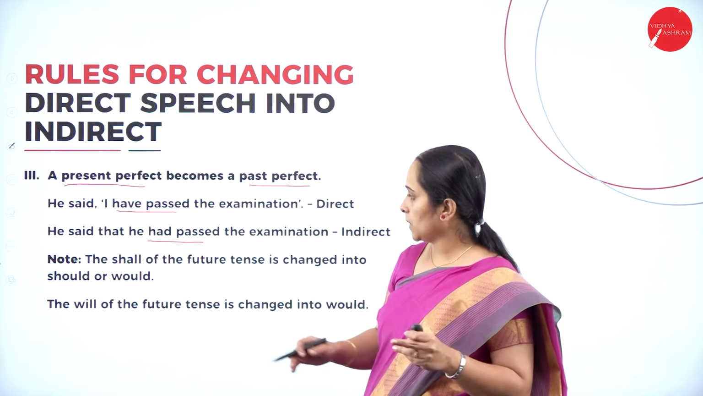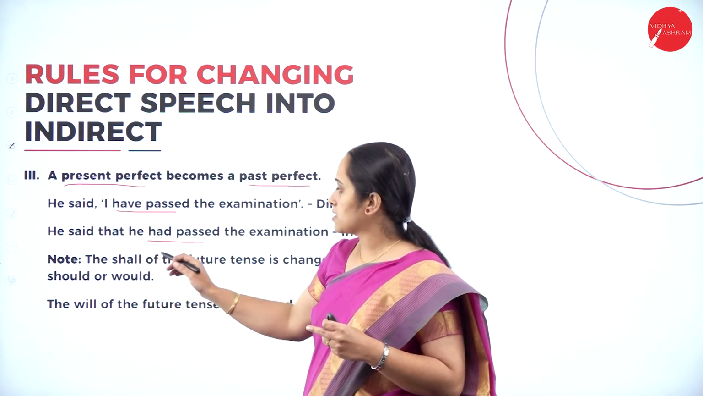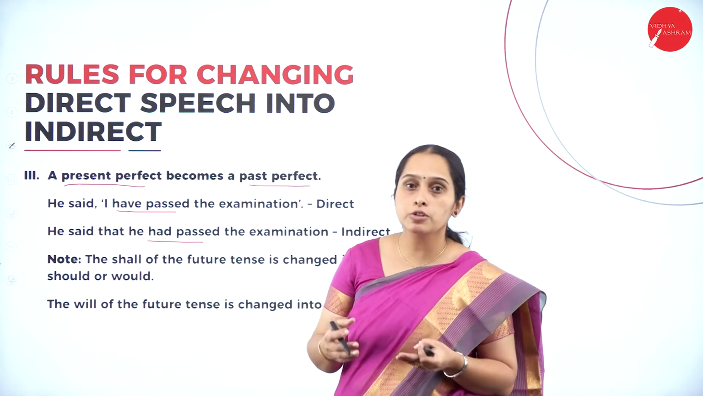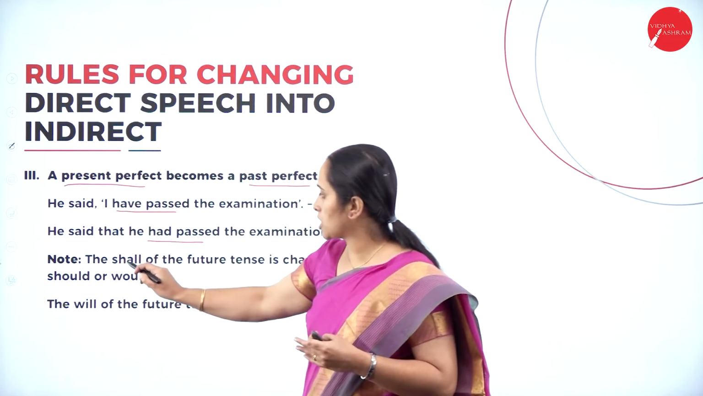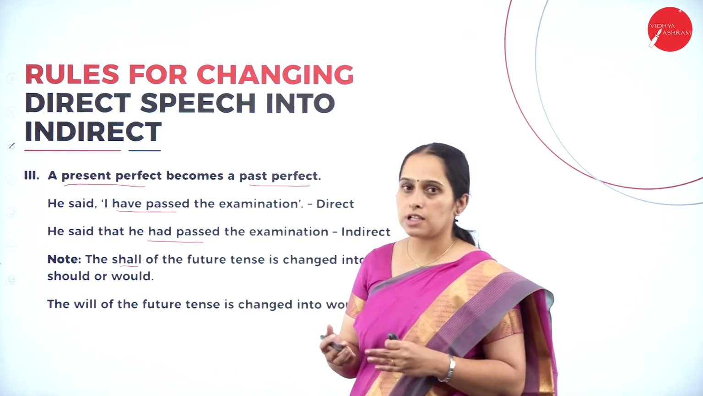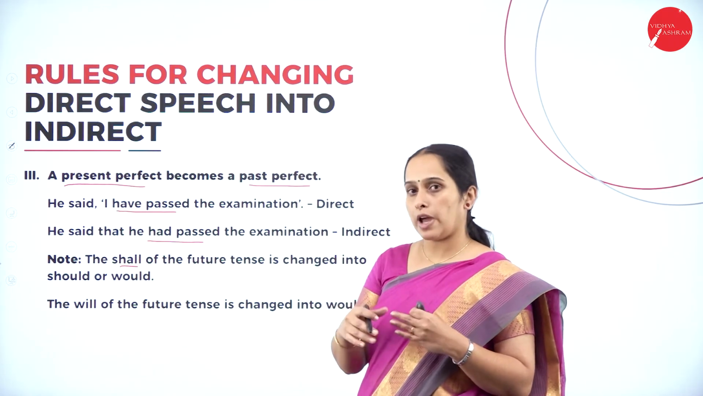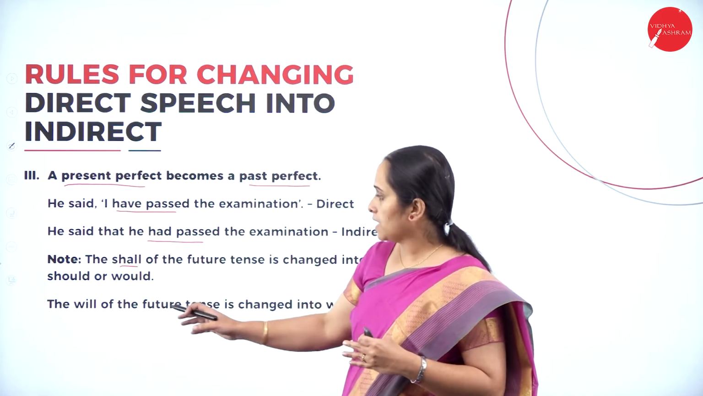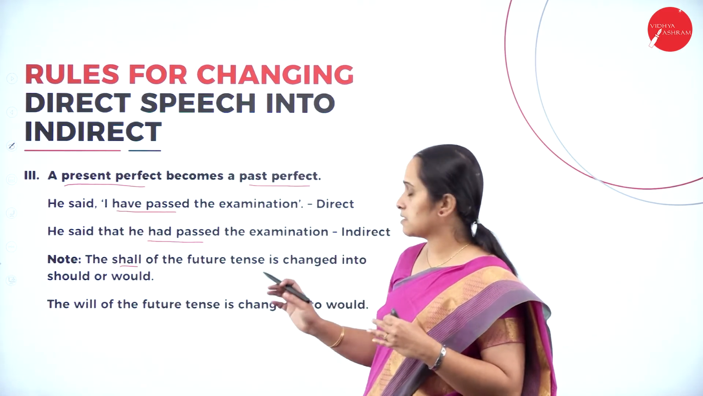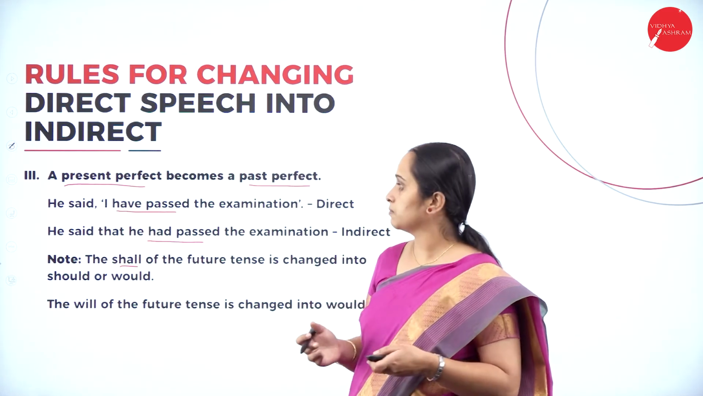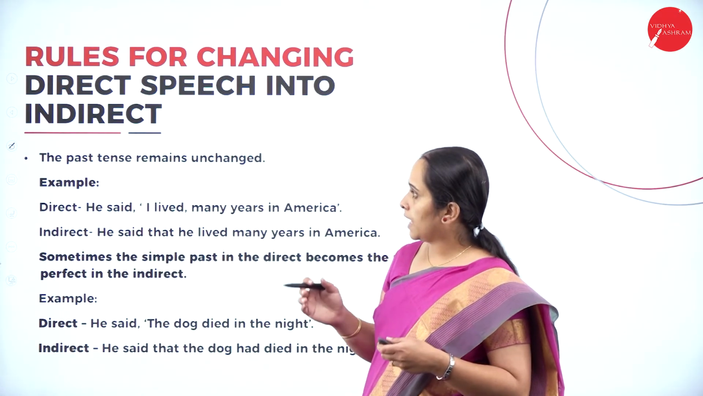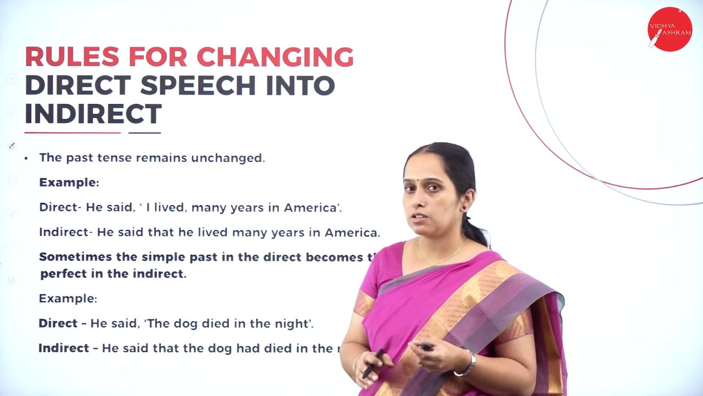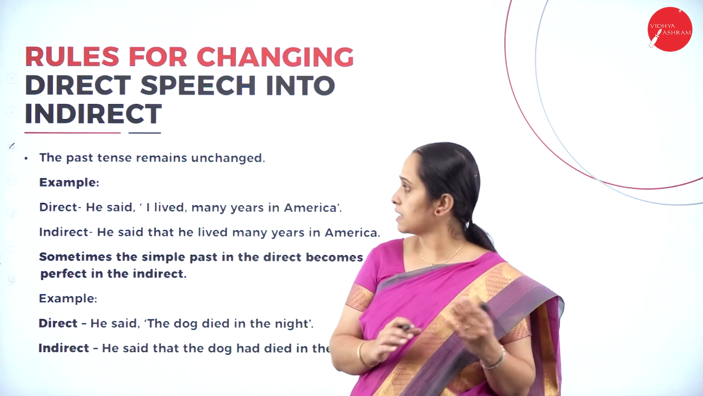Next, you have to note this. The shall of the future tense is changed into should or would. Shall is a future tense, so it is changed into should or would. Next, the will of the future tense is changed into would. Next, the past tense remains unchanged. Got it? The past tense remains unchanged.